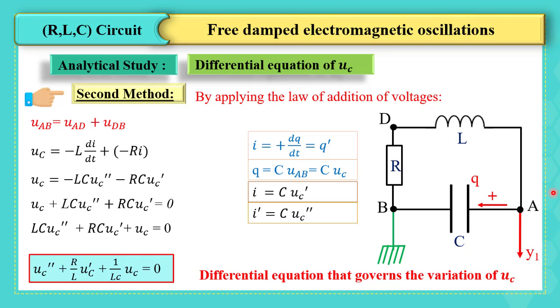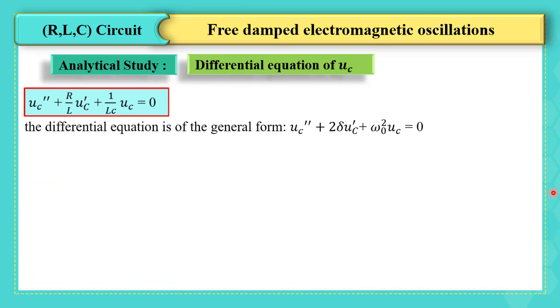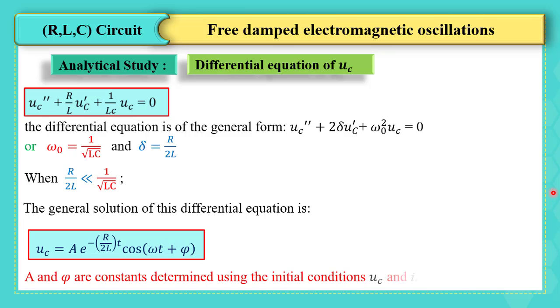This differential equation is of the form UC double prime plus 2 delta UC prime plus omega 0 squared UC equals 0, where omega 0 is 1 over radical LC and delta is R over 2L. What about the solution of this differential equation? When R over 2L is small compared to 1 over radical LC, the general solution of this differential equation becomes A exponential of minus R over 2L t, times cosine or sine of omega t plus phi, where A and phi are constants determined using the initial conditions of UC and I.